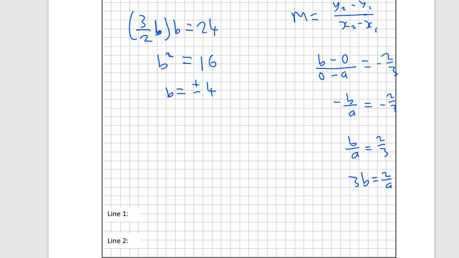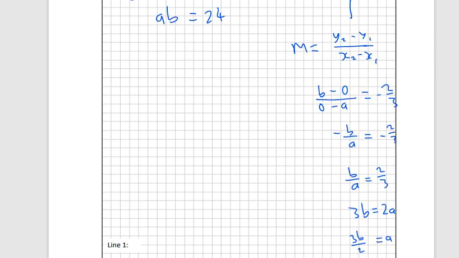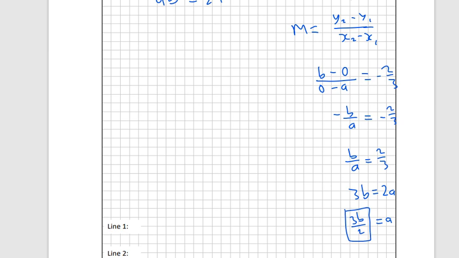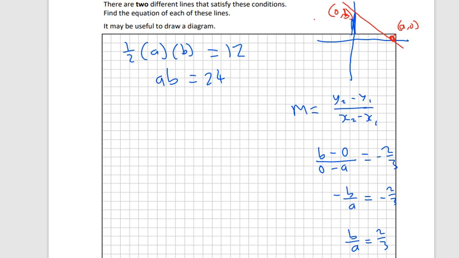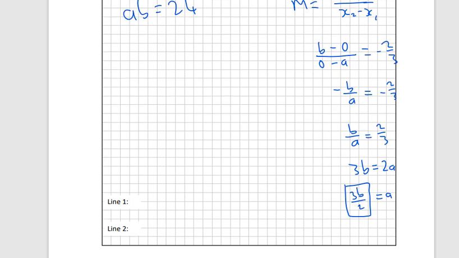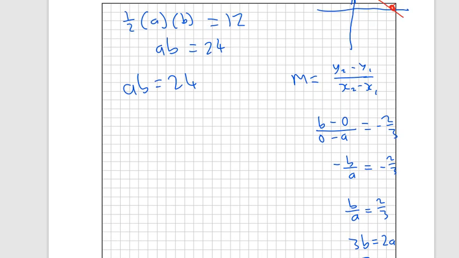Sorry, 2a. And if we figure out what a is, a is 3b over 2. And then we're going to take this and put it back into what we've just found before. So we know that ab is equal to 24. So if I take the 3b over 2 and put it in instead of a, so 3b over 2 times b is equal to 24.